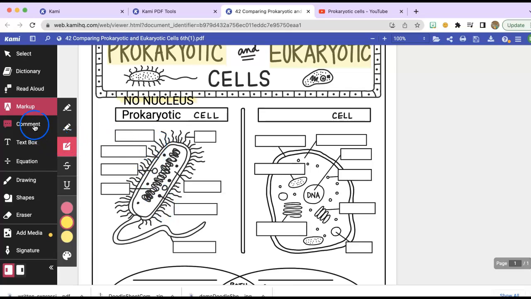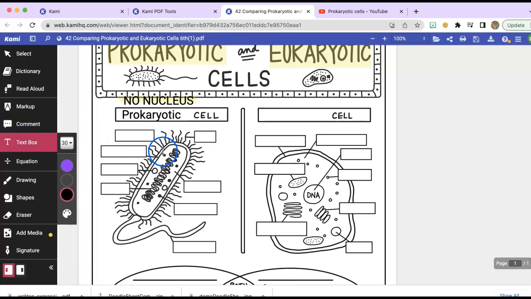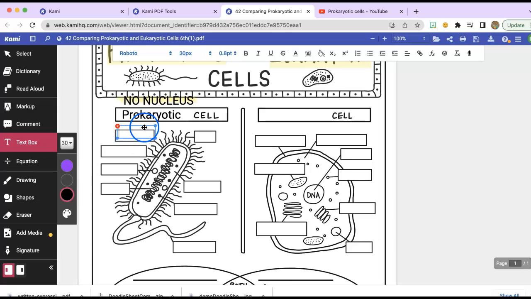I want to start up here at the first box. It's pointing to the outside of the cell. Guess what? That is the cell membrane, just like we learned yesterday. So I'm going to have to squeeze this in. I already realized that. And you're going to have to squeeze it in too.